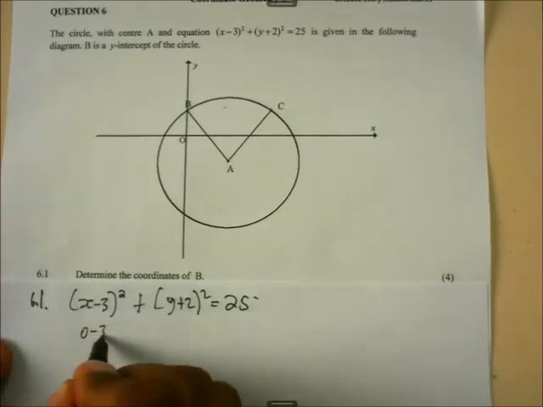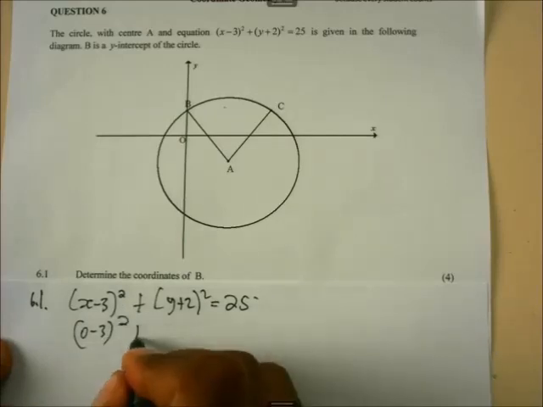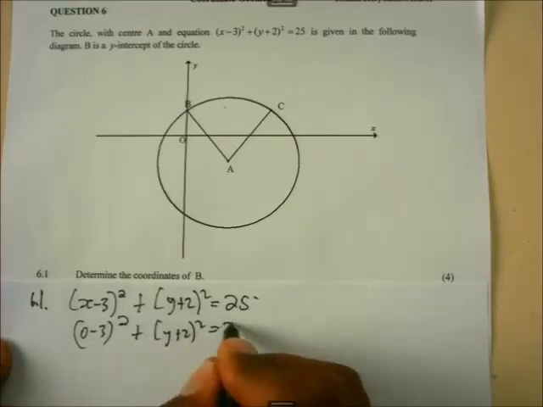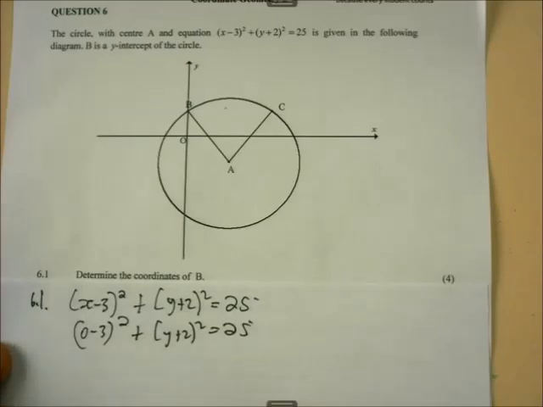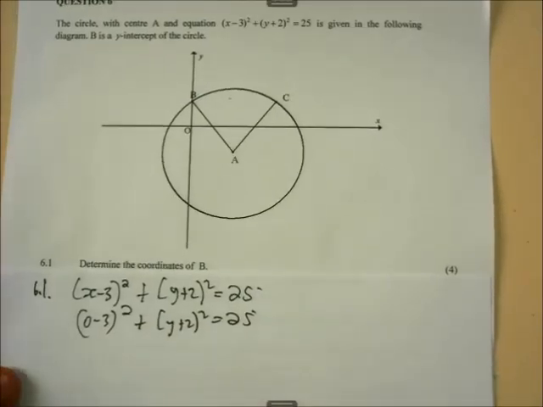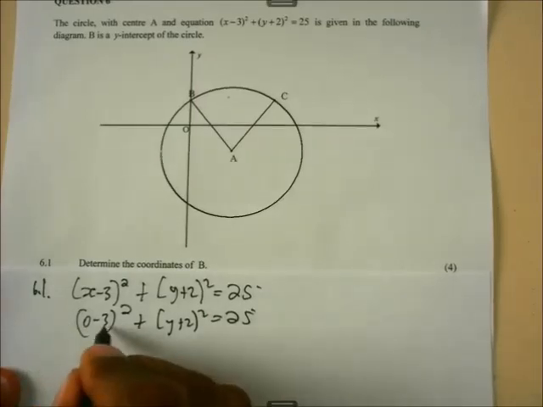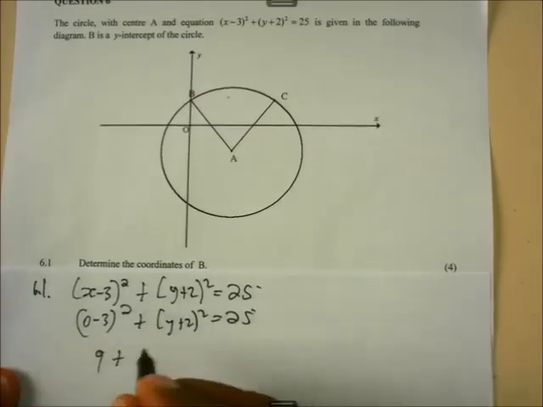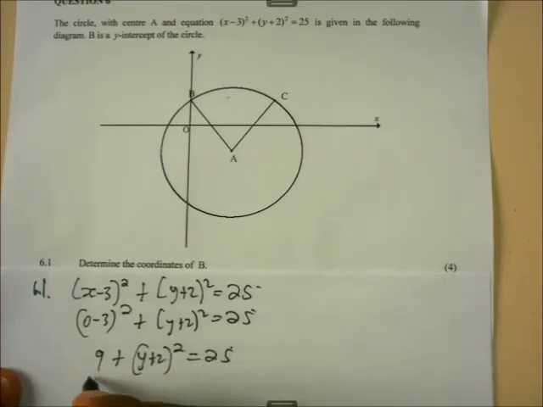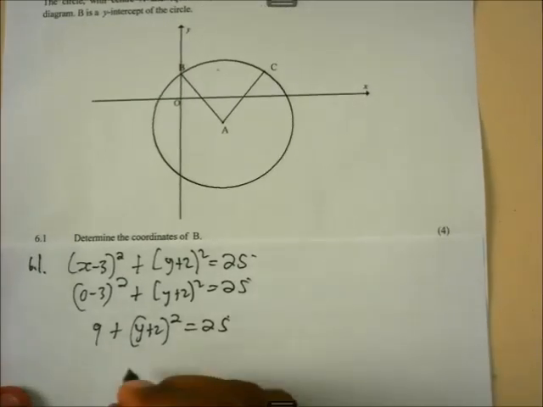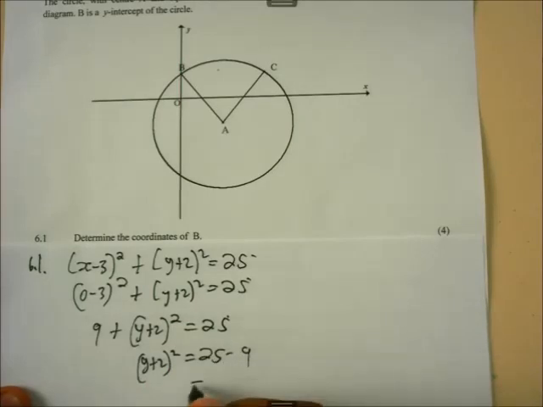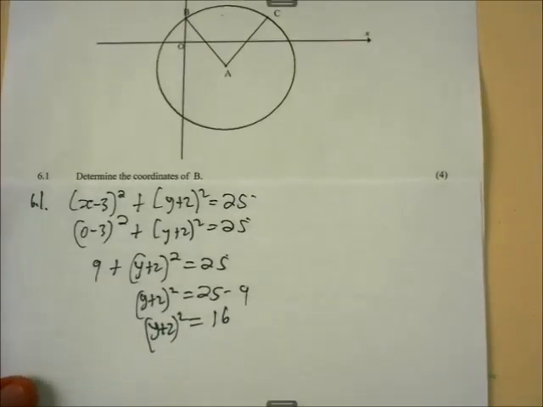Then we say (0 − 3)² plus (y + 2)² is equal to 25. Now when you simplify this one, (−3)² is 9, plus (y + 2)² is equal to 25. Of course, when I transpose 9, then it's going to be (y + 2)² equals 25 minus 9. What is 25 minus 9? Of course, that is 16. Therefore, now we have (y + 2)² = 16.